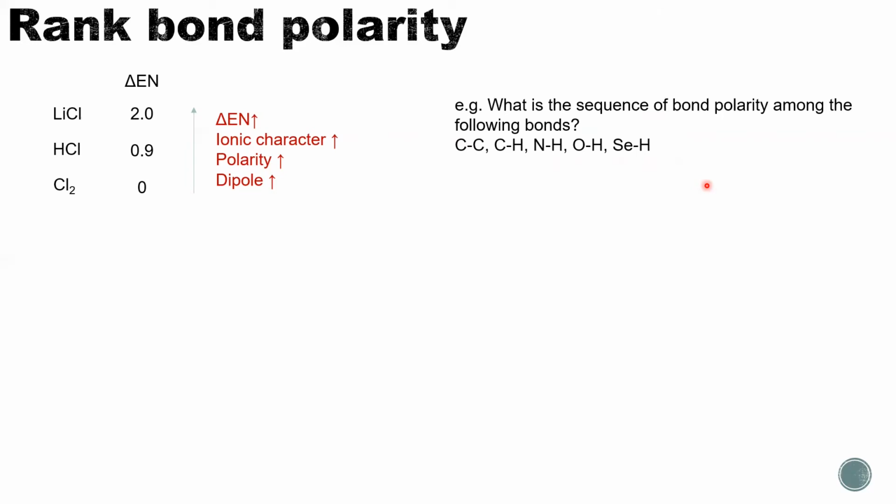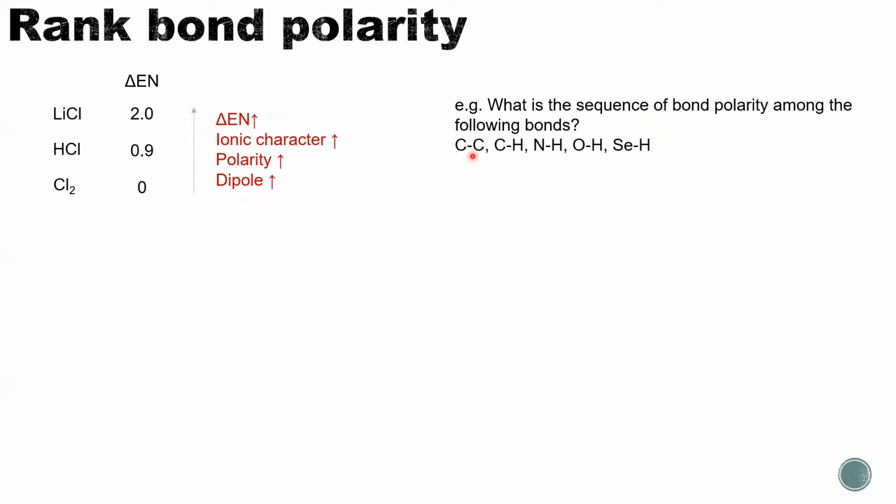Okay, so this question asks for the sequence of bond polarity. Because of the relationship between bond polarity and electronegativity difference, we need to find the electronegativity difference between the two bonded atoms in each bond.